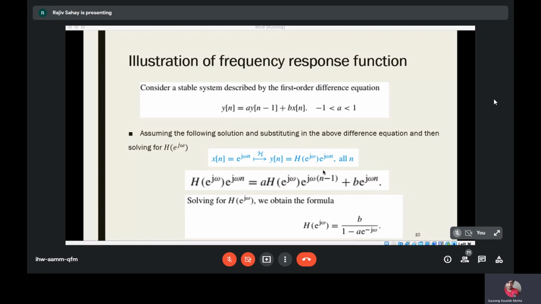So you can now see, can you see the cursor, everyone? Can you see my cursor?